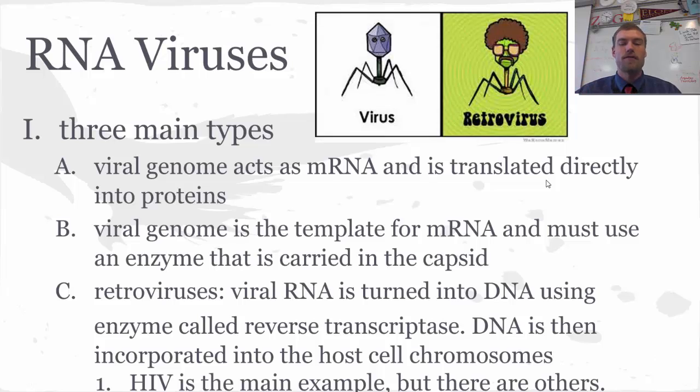And this is where viral RNA is turned back into DNA using enzymes called reverse transcriptase. So basically, we're doing the opposite of transcription, right? We're taking RNA, turning it back into DNA. The DNA is then incorporated into the host cell chromosomes, or the DNA is then used to create mRNA. HIV is an example. Ebola is another example, but there are obviously others that work a little differently.